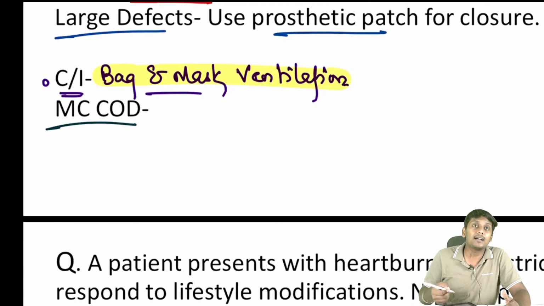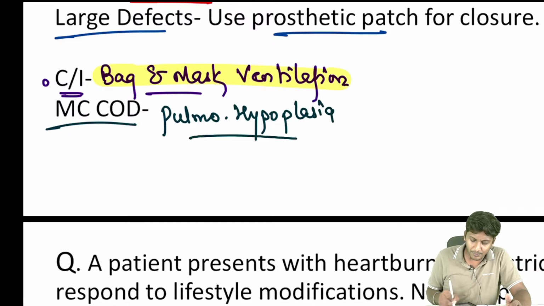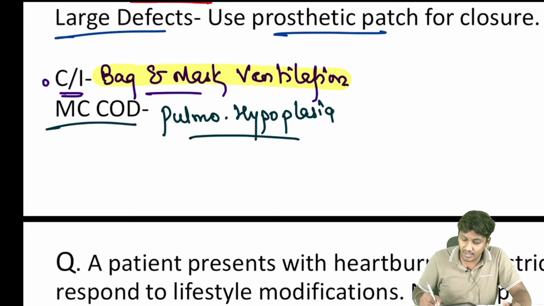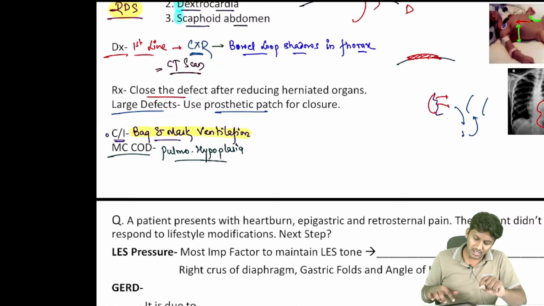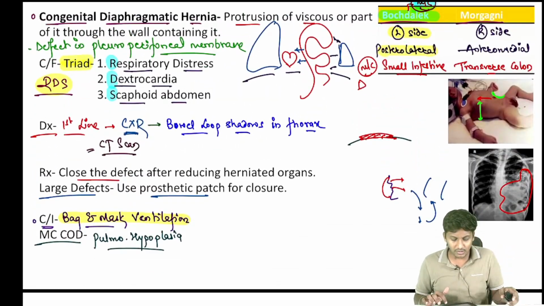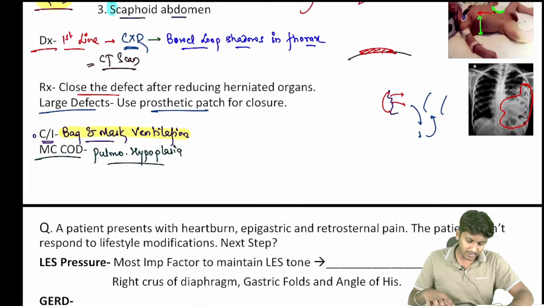The lungs are not able to develop in this child, and there is underdevelopment of the lung. Underdevelopment of the lung is known as pulmonary hypoplasia. Hypoplasia is nothing but underdevelopment. So pulmonary hypoplasia is the most common cause of death. If the lung does not develop, the child will have severe respiratory distress, due to which the neonate or the child is going to die. That was all about your congenital diaphragmatic hernia and the congenital anomalies of the esophagus.